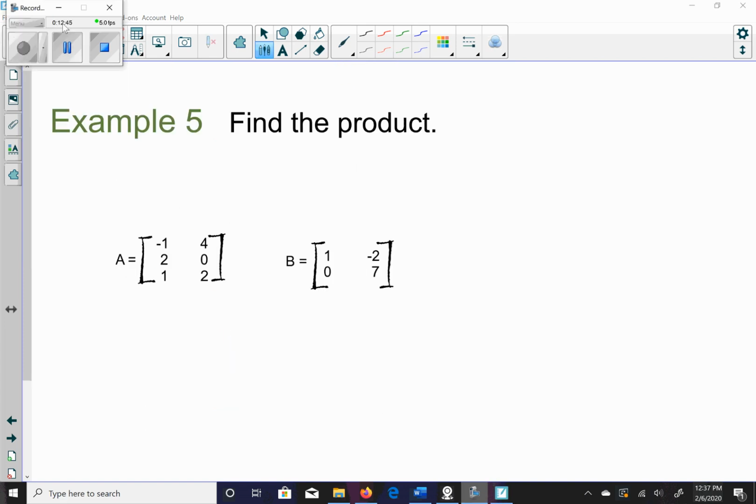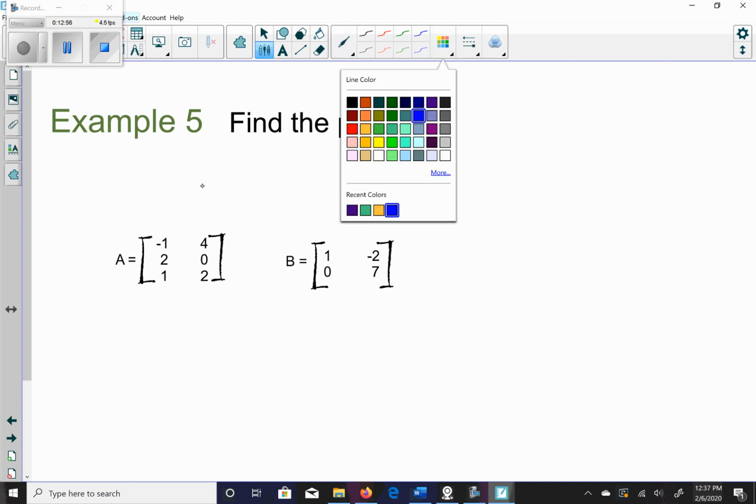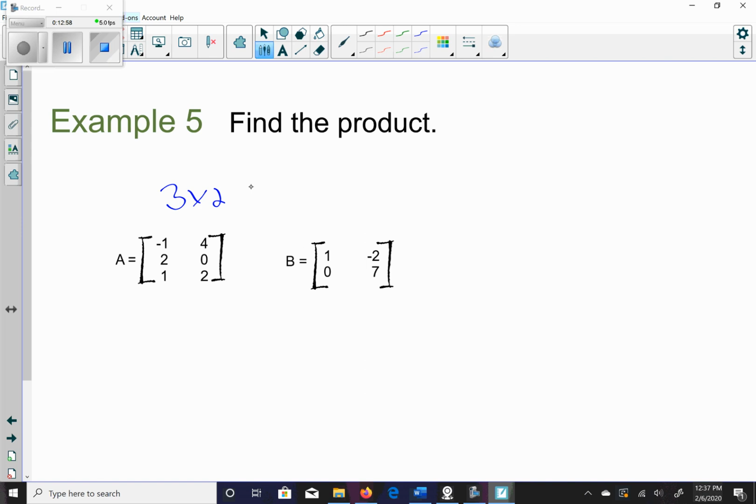Now let's work on actually finding the product of two matrices. So when I have these two matrices, I have A, which is a 3 by 2, and I have B, which is a 2 by 2. So these two numbers match, so I know I can multiply them, and my resulting matrix is going to be 3 by 2, which means I'm going to have 3 rows and 2 columns. So when I go to do this, I like to use highlighters, but I can't move my highlighter. Sorry about that.